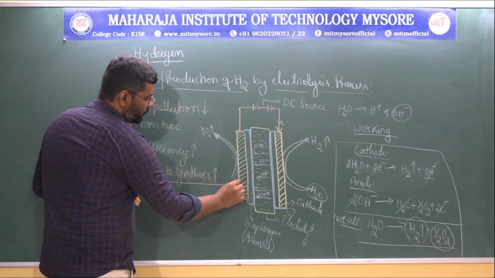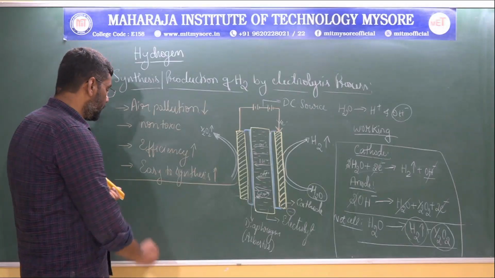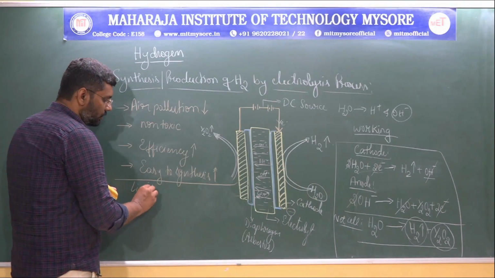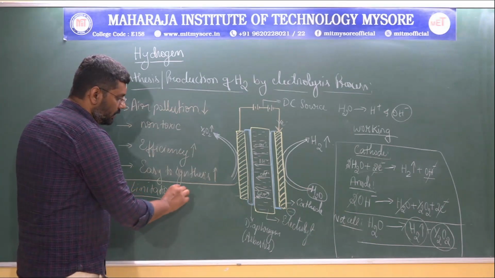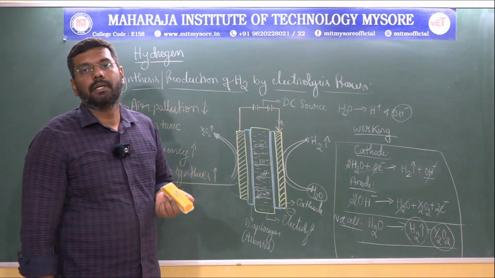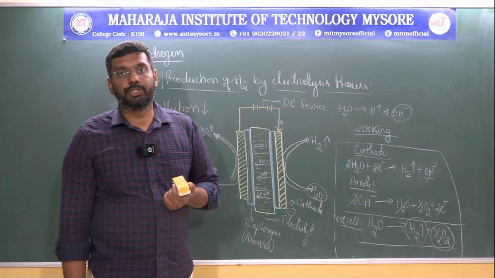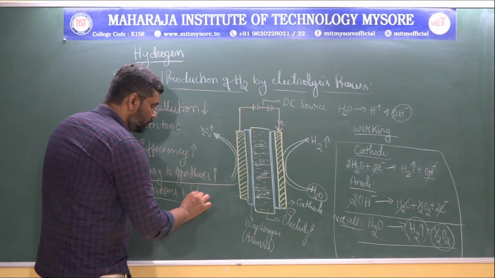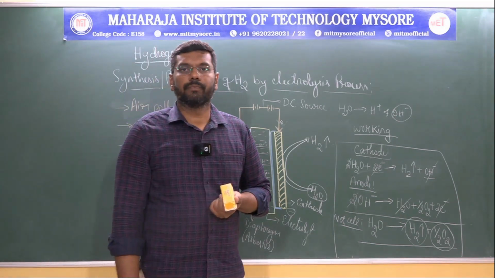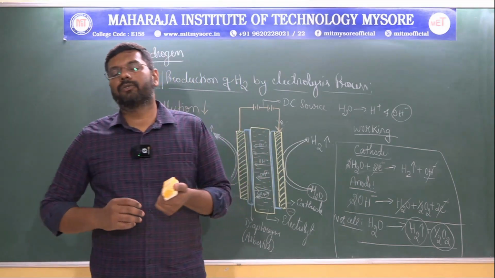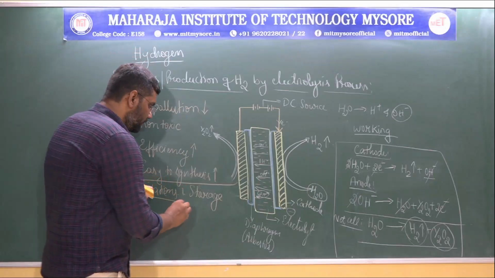So these are some of the advantages of hydrogen as a green fuel, but at the same time there are certain limitations also. What are the limitations of hydrogen as a green fuel? The very first limitation is that it is very difficult to store hydrogen at room temperature under high pressure in cylinders. So storage itself is a major problem in the case of hydrogen. It's very difficult to carry hydrogen in cylinders from one place to another. Hence it is one of its limitations.